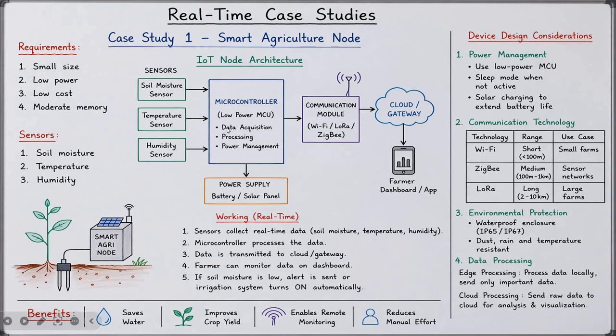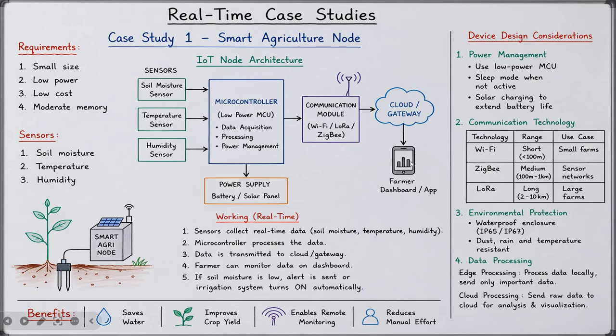And then microcontroller, it processes the data which is having the features such as it is a low power MCU, and here it performs the data acquisition, processing and the power management. So here the data is transmitted to the cloud or the gateway through the communication module, which may be a Wi-Fi, long range or the Zigbee.